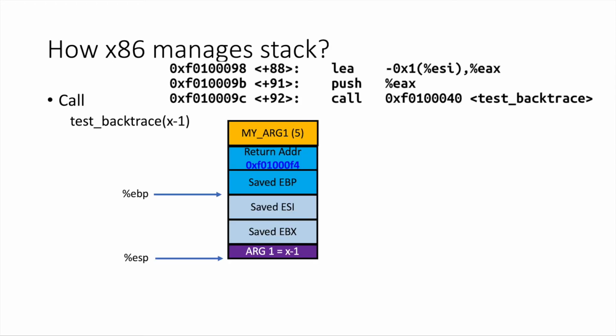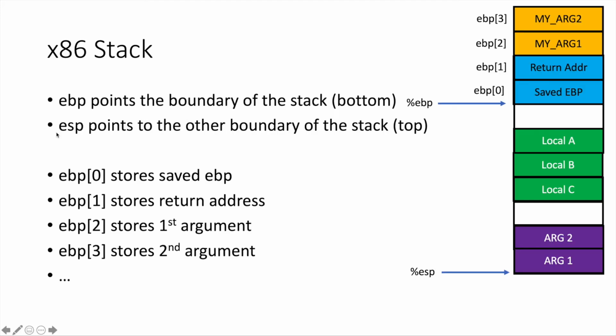So this is how x86 manages the stack, and how function calls and returns create a new context for the local variables and argument passing area, and how return restores the stack. So to summarize, EBP points to the bottom of the stack, the start of the stack, and ESP points to the top of the stack. And at the address pointed to by EBP, it stores the saved EBP.